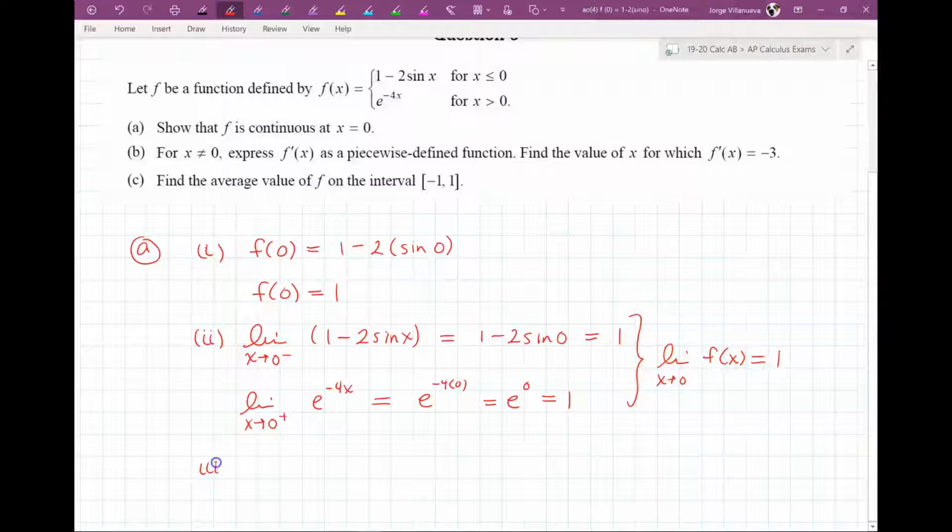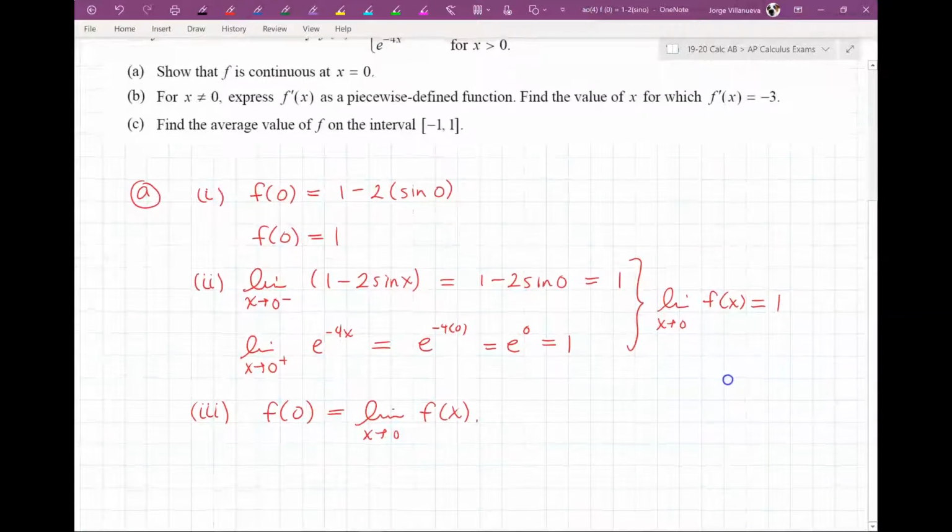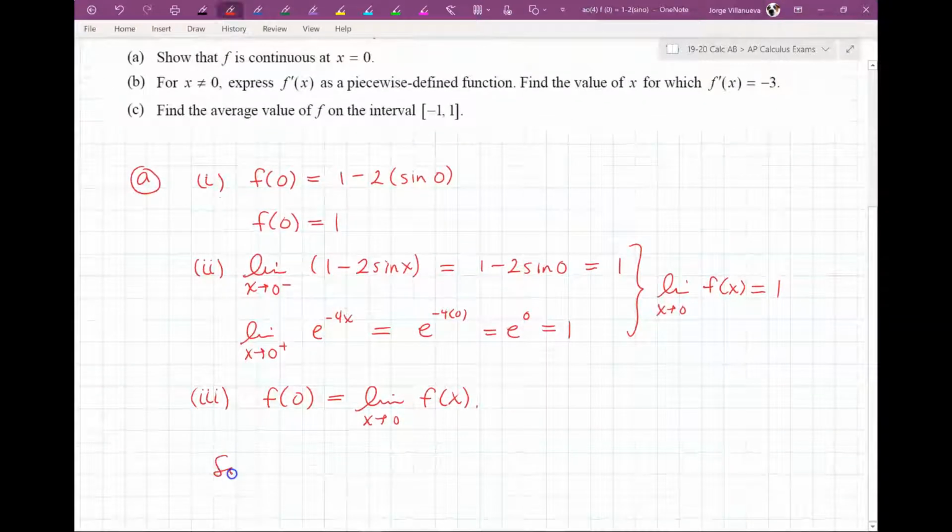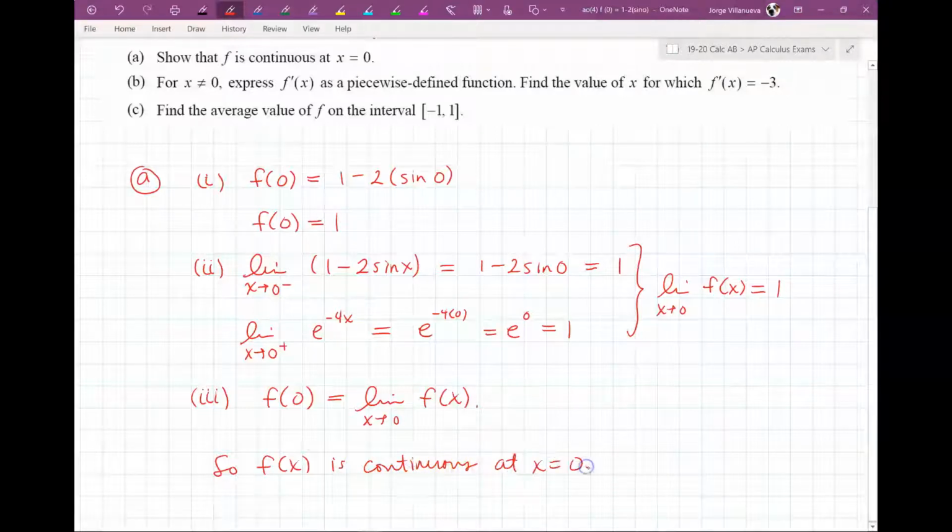So step 3. I can say that f of 0 is equal to the limit as x approaches 0 of f of x. Okay, so show that that's true. There you go. So you can say, so f of x is continuous at x equal to 0. So we just have to do the 3 steps, okay, to prove continuity.